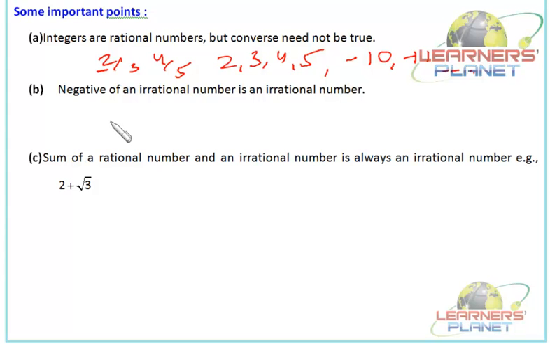Similarly, the negative of an irrational number is an irrational number. Suppose I have a number √2. It's an irrational number. Its negative, that is -√2, will also be an irrational number. Now the sum of a rational number and an irrational number is always an irrational number. This is a rational number, this is an irrational number, and the sum, that is 2 plus √3, is an irrational number.